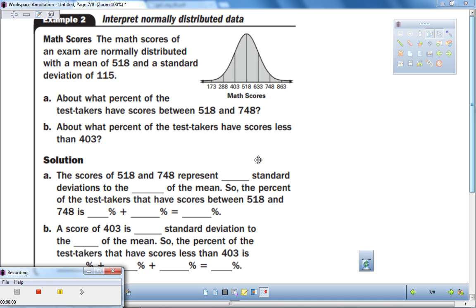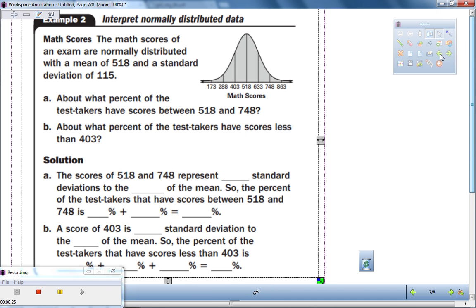Here we're going to look at an example involving the bell curve, where we have some numbers other than just x bar and standard deviation. If we look here, we have the math scores. The math scores of an exam are normally distributed with a mean of 518 and a standard deviation of 115.